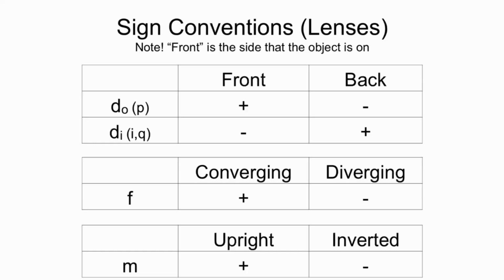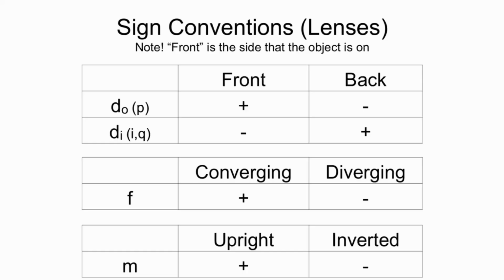Notice though, if the image ends up on the same side as the object, that image distance is now going to be called negative. Image distance is positive when it's on the back side of a lens. Again, lenses are all about sending light through them, which is the reason for these conventions.